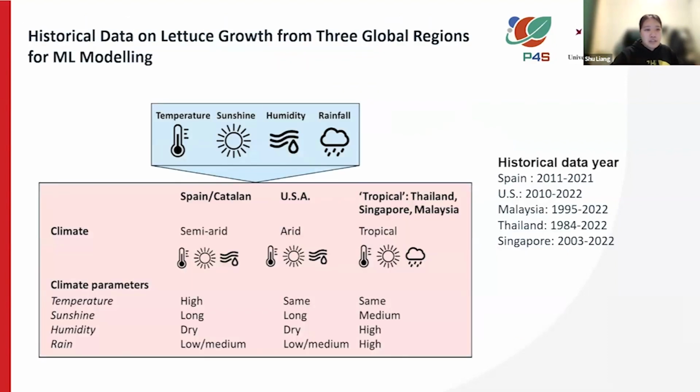For the machine learning model, we use historical data. We consider three regions: Spain, the USA, and the tropics. Spain and the USA have similar sunshine, humidity and rainfall. But when we consider that water influences lettuce, the tropical regions have high humidity and rainfall that are similar, so we can use water to change the weather.